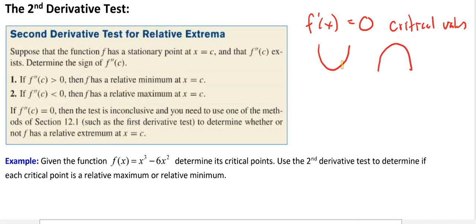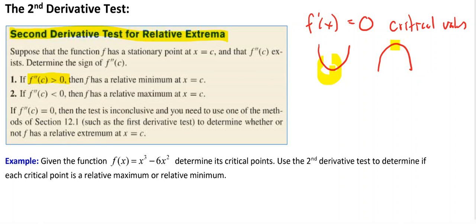The relative minimum would be like the low point, and the relative maximum would be the high point. What we don't know is which one it is. When we find the critical values, all we know is we have a relative min or relative max. The second derivative test for relative extrema will tell us which one of these it is by using the second derivative. If the second derivative at this point is positive, then we have a relative minimum.